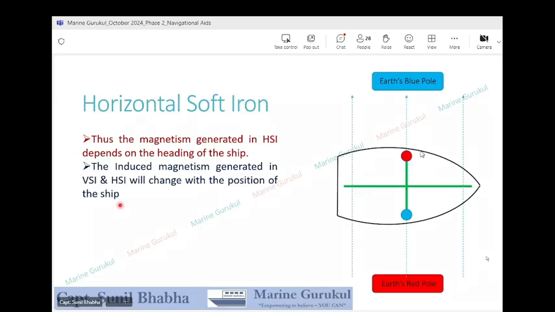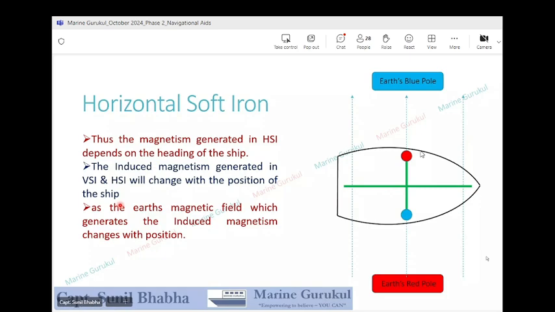Now if the ship changes its location, let's assume that the vessel was on the equator and now it has moved towards the pole. As soon as the vessel changes its location, the Earth's magnetic field, which is the generating force for inducing the magnetism, also changes. The magnetic field at the equator is in a different orientation. Field lines are horizontal. Horizontal component is the strongest. The vertical component is zero.